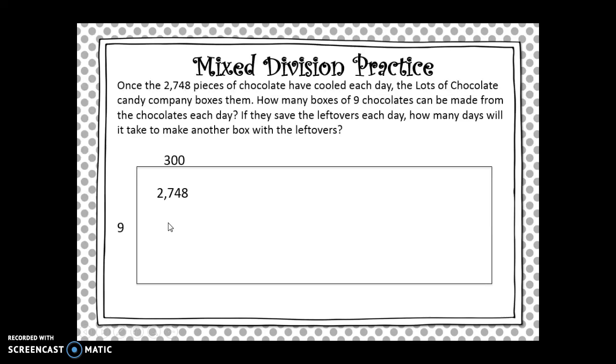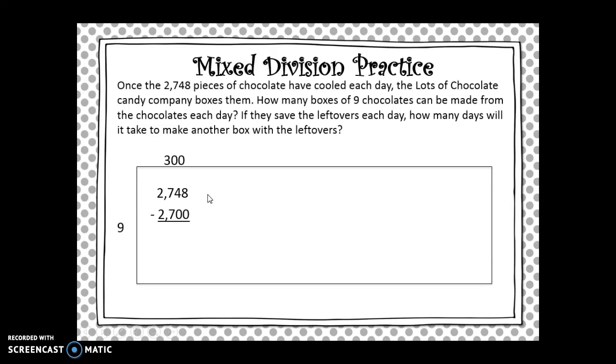So I write 300. The reason I write 300 is because I have to have placeholders for the 4 and the 8, and a placeholder is always 0. My next step is to multiply 300 times 9. 300 times 9 is 2,700. Then I have to subtract.